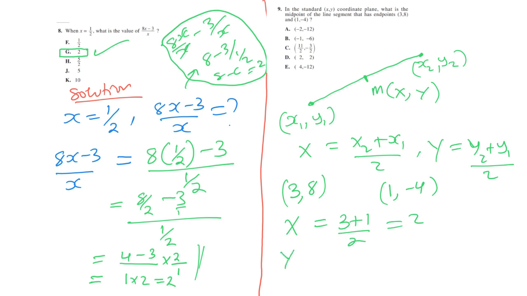Then capital Y will be 8 plus negative 4, divided by 2. But 8 plus negative 4 is the same as 8 minus 4, which is 4, over 2, and that is 2. So we write this as a point: X comes first, so 2, then Y comes next, also 2. They have the same value. And therefore, let's look for (2, 2). So the right answer is going to be D.